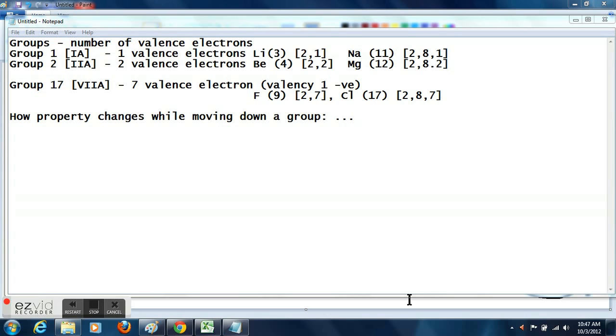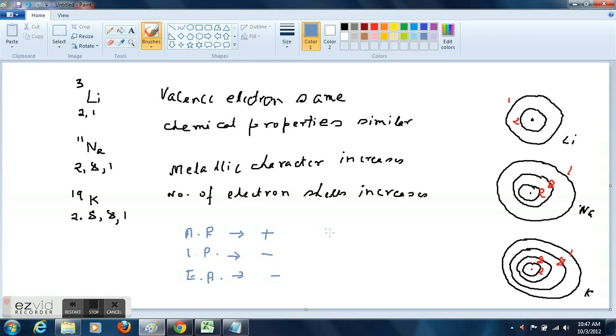Now I will discuss how properties change while moving down a group. That means, suppose we take the case of group 1, having elements lithium, sodium, potassium, rubidium, cesium, francium. I will discuss how the property changes. Now, in the case of group 1, the valence electron remains the same.